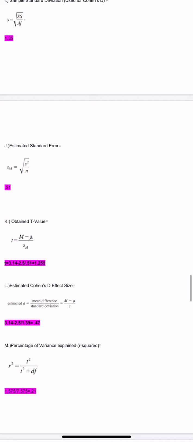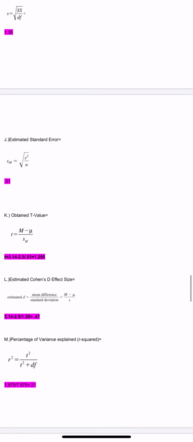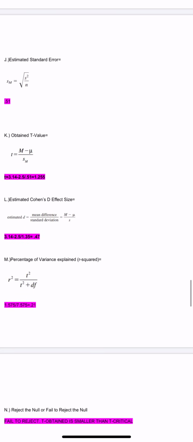Sample standard deviation, again, we use it for Cohen's d. I put that there not to confuse you, just so you know when you're going to use it. It is just the square root of the sample variance, which is 1.35. Now, the estimated standard error, which is the denominator of the t-test, is the square root of s squared divided by n. And if you plug that in, you will get 0.51.